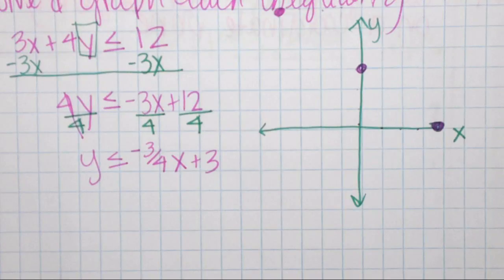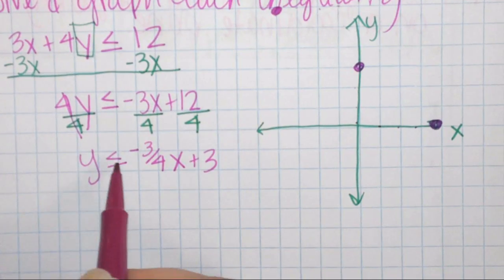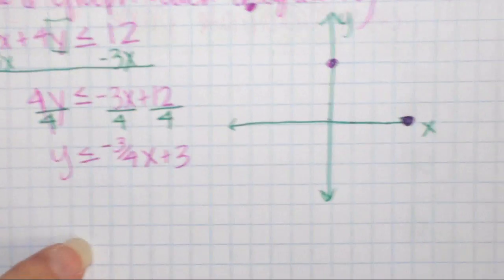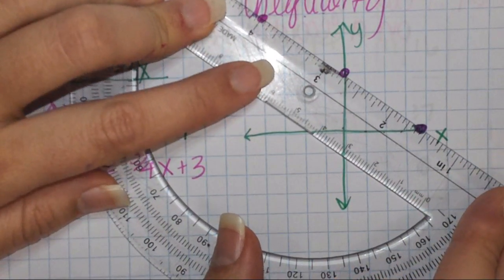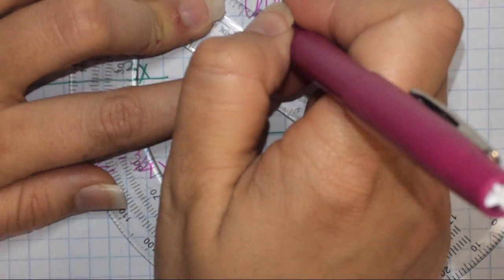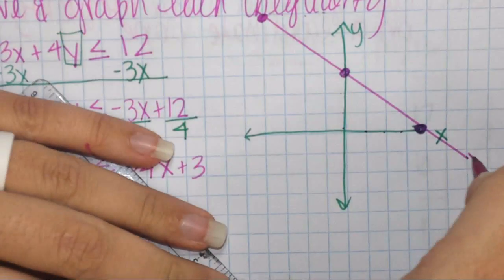Alright, now, am I going to use a solid line or a dashed line? Why is it a solid line? Because our notes say that when we have a line under the inequality, it's a solid line. And we're going to use a straight edge because we're capable. And we're going to make a solid line.